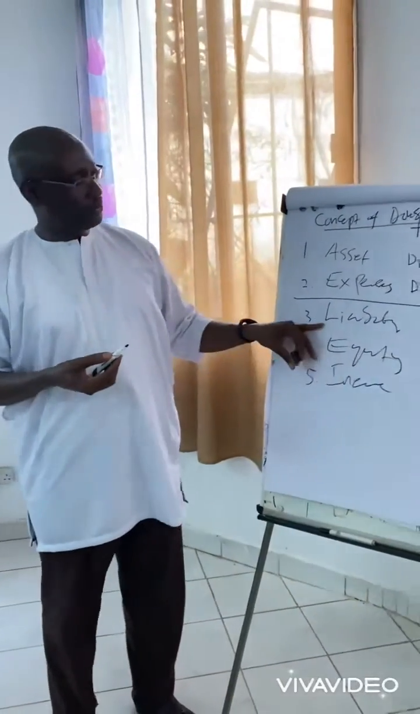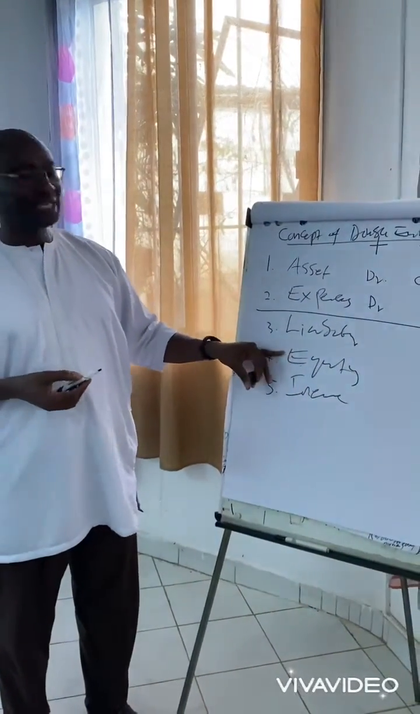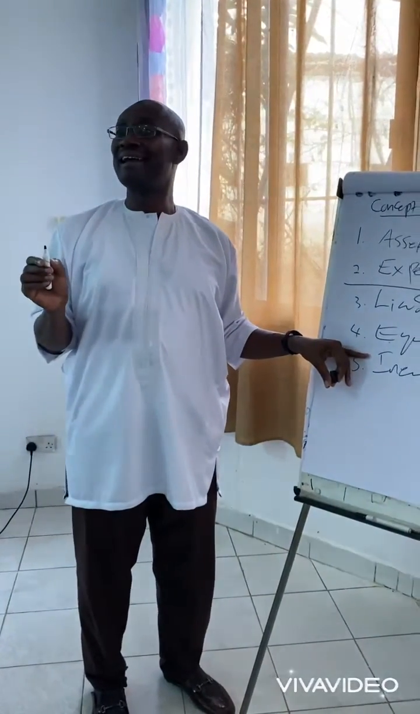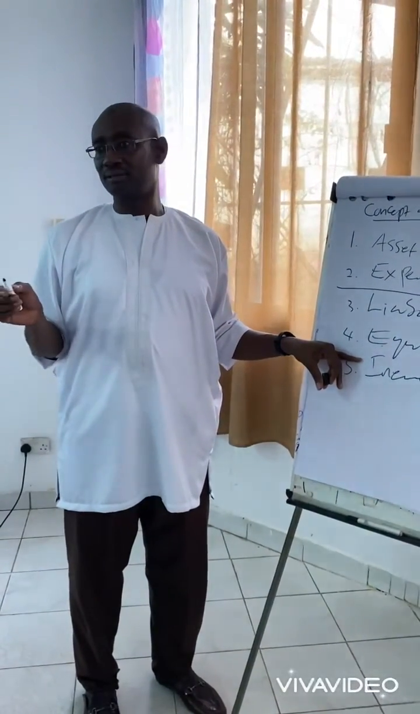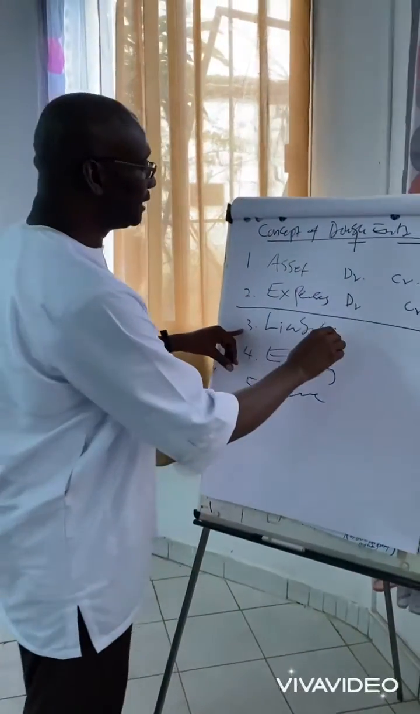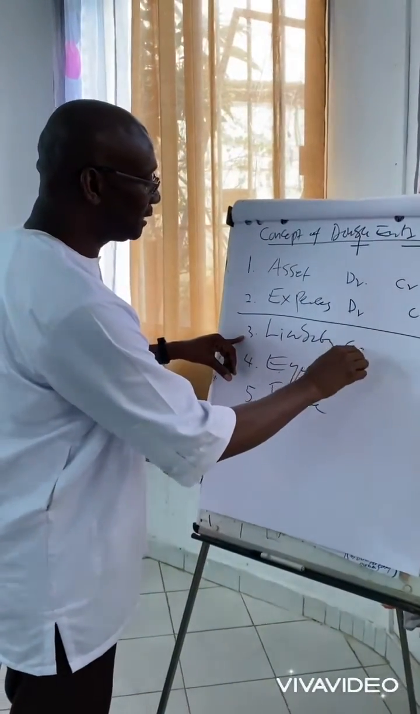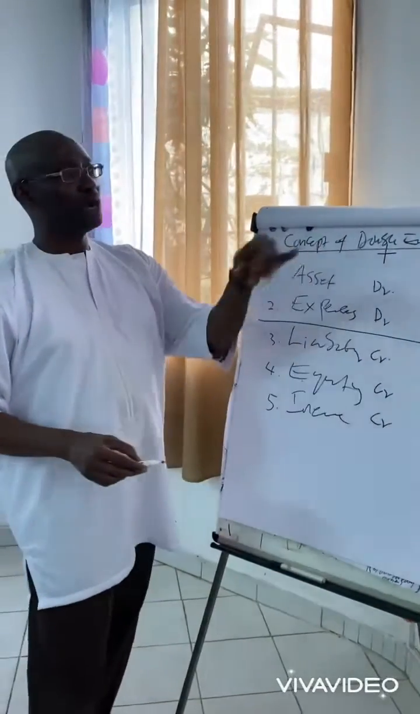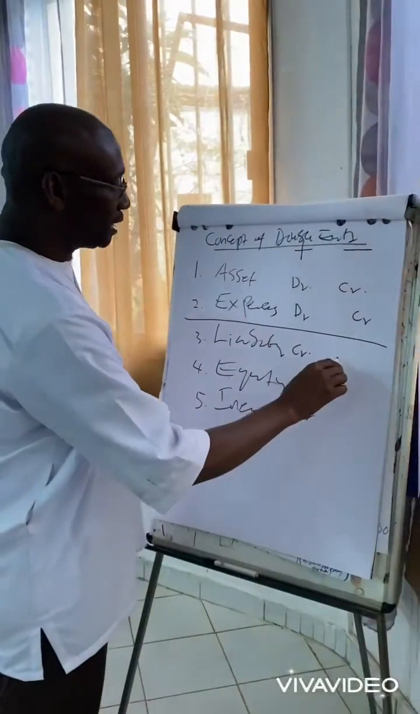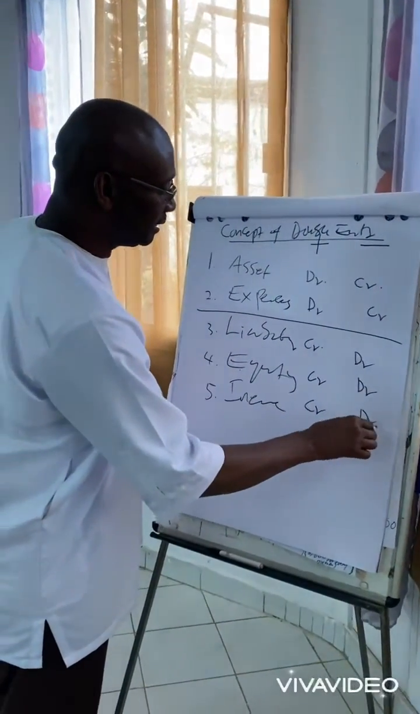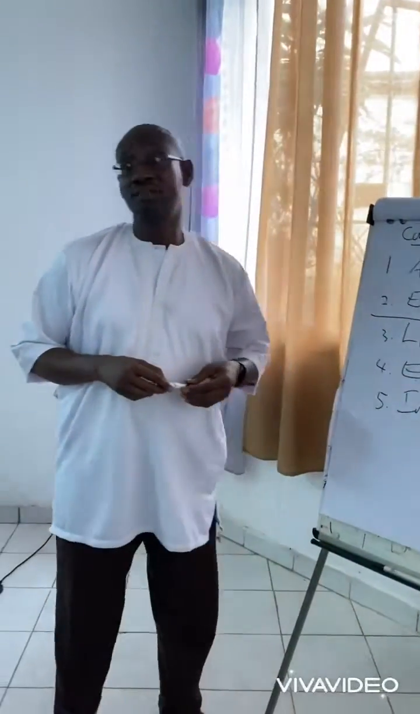This last category, which is the liability, equity, and income, by default, all of them will always have what? A credit entry on your trial balance. Okay? So, if you want to increase them, you pass what? A credit entry. And if you want to reduce them, you pass what? A debit entry. This is very, very important.